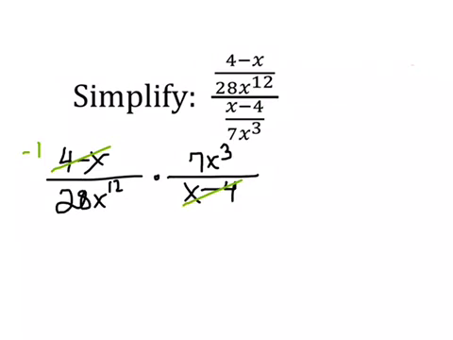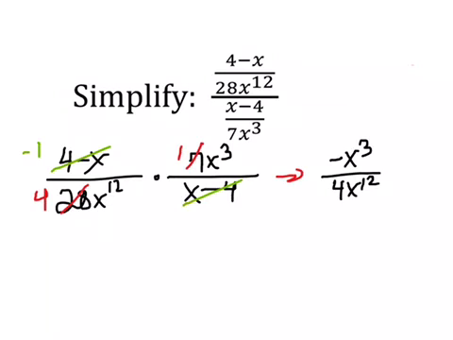All right, so the 7 and the 28. So 7 reduces with 28. 7 divided by 7 is 1. 28 divided by 7 is 4. So I'm going to write this problem now because it's getting kind of messy. So in the numerator I have -1, so negative x to the third. And in the denominator I have 4x to the 12th.